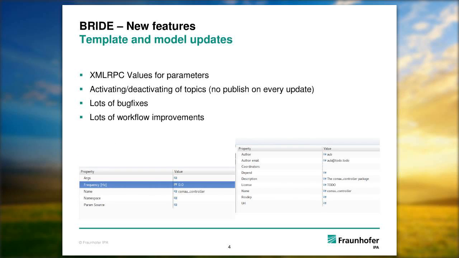Also, it used to be that topics are published and updated on every update in the main loop of the component. And you can now activate and deactivate topics if you don't want to publish on every update. And also in the current release, we have a lot of bug fixes and a lot of small workflow improvements, like for example that when you create a new model, a lot of things are already auto-filled, like if you do a catkin create package where the author, email, username and so on is already filled out. We have a similar behavior now also in Bright.